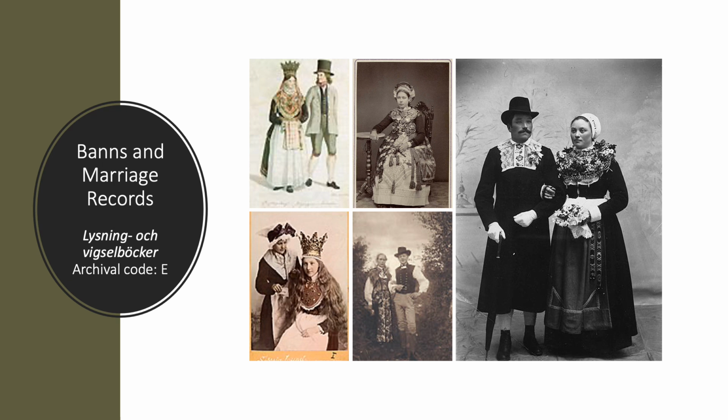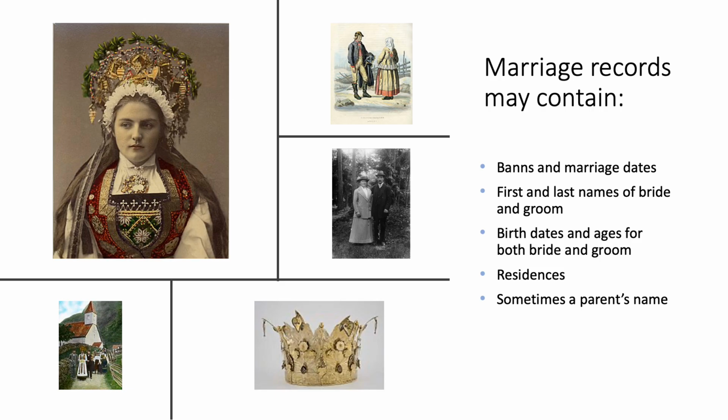Banns and marriage records. As with the birth records, marriage records were not standardized until the late 1800s. Each parish determined what information they would record and how they would format their records. Compared to birth records, marriage records do not have as much information, but their value lies in the fact that the record provides proof that the couple was connected. It may also provide the name of a parent or possibly a household residence.